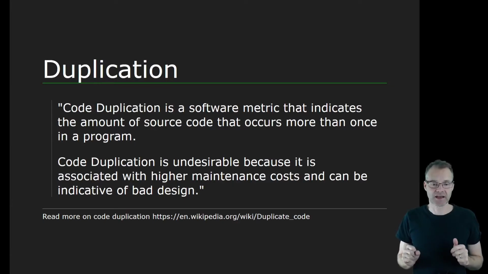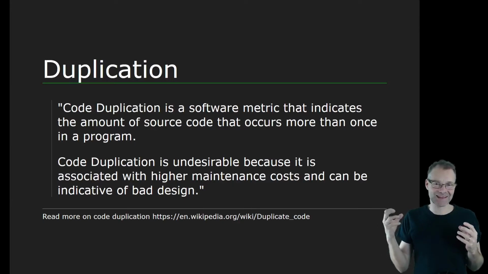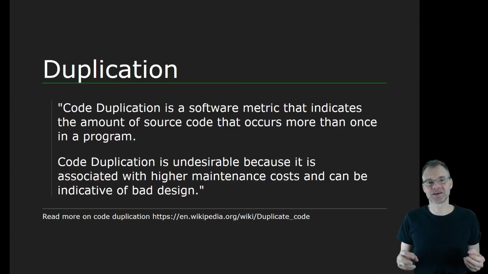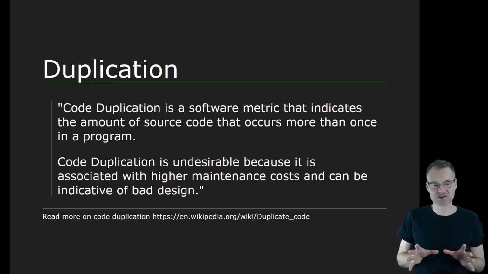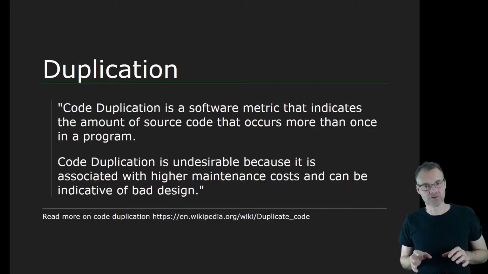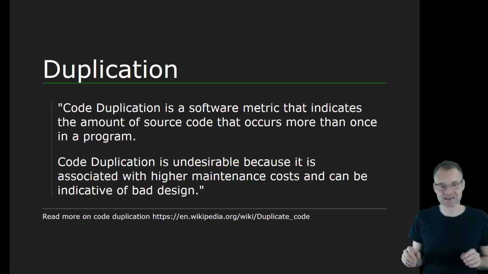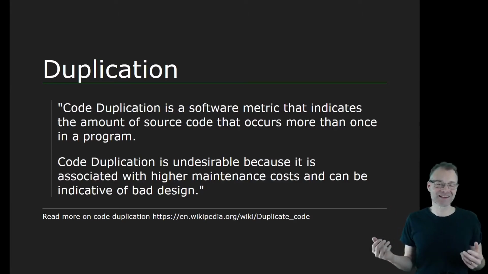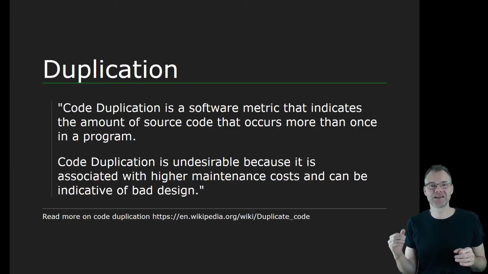Code duplication is another metric. It indicates the amount of source code that is duplicated, what you have done copy and paste on, and it provides you with a sort of guidance. These are the sections of the code that you could perhaps rewrite into methods, into classes that are a bit more reusable. Code duplication is not desirable because it's in general associated with higher maintenance cost, and it also could be indicating not too good design in this software module.